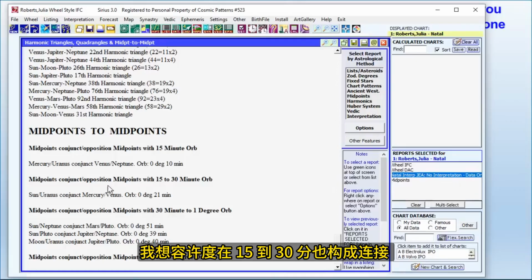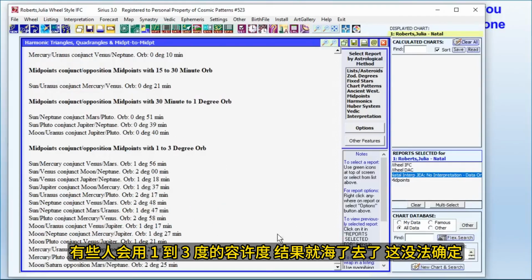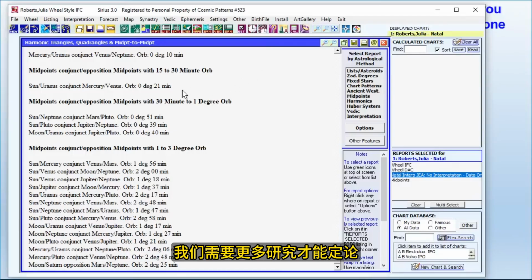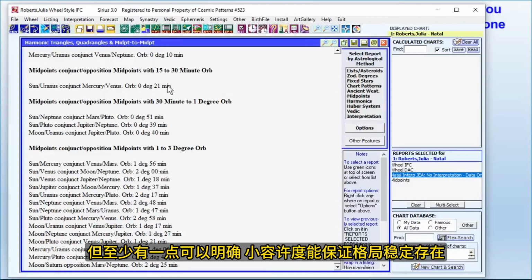And I believe the 15 to 30 minutes are there as well. And some people are going way up. We have those with 1 to 3 degree orbs. There tend to be a lot of those. We don't know. I'm a little skeptical of those, but some people suspect that they also work. We need to do more research and get this really figured out and become more confident about exactly what the orb is. But at least we know small orbs, very solid, definitely there.